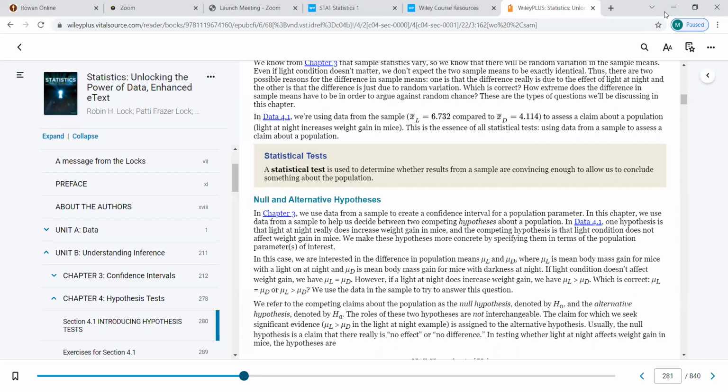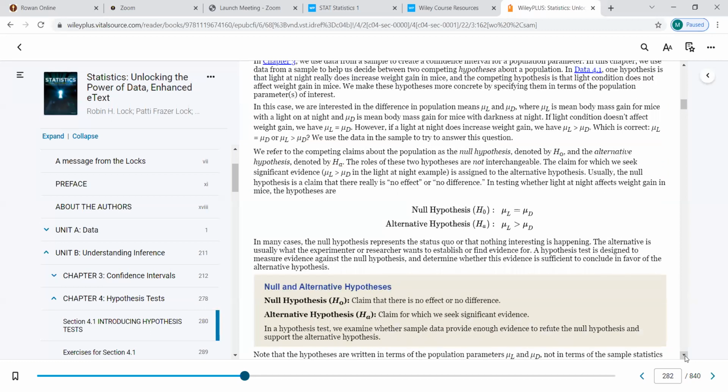So the researcher has to do something like what the prosecutor has to do. They have to look at the evidence and conclude whether there is enough evidence in the sample data to reject the null hypothesis and conclude that the researcher's hypothesis is true. So the onus is on the researcher. The researcher has to make this determination. All right.